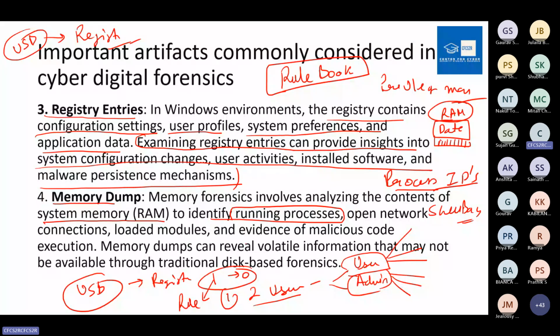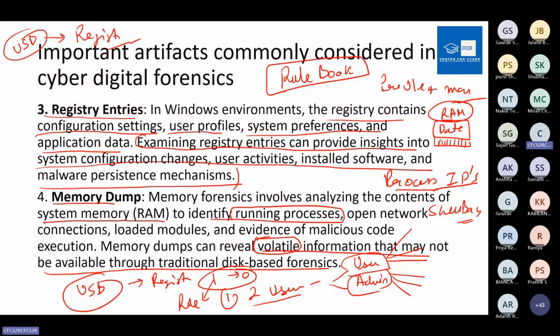Okay, so a memory dump can reveal volatile information that may not be available through traditional disk-based forensics. So this word is very important, guys. Volatile. What does volatile mean? It's temporary memory. Like you run a program on your system and whenever you restart your system, your RAM memory will be gone. It is frequently changing and gets cleared. Okay. Yes, sir. So memory dumps are very important.